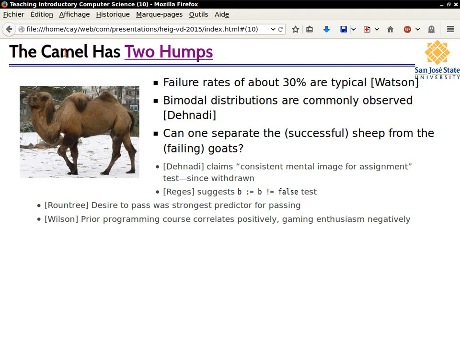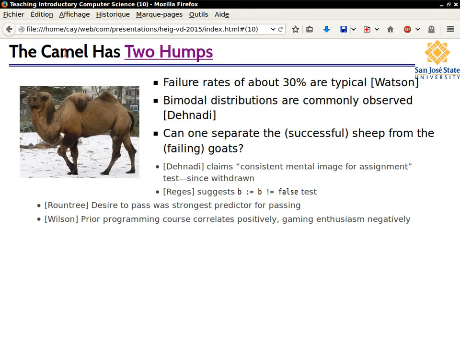And more in the wild and regular course, other people found that the desire to pass was a stronger predictor than anything else. If you simply ask students at the beginning of the semester, do you want to pass? And they said yes, that was a pretty good predictor whether they were going to pass. And Wilson, not surprisingly, found in his other paper that I'm citing, that if they already knew how to program, that was a pretty good predictor on whether they were going to pass the programming course, which makes you wonder what is publishable in research.